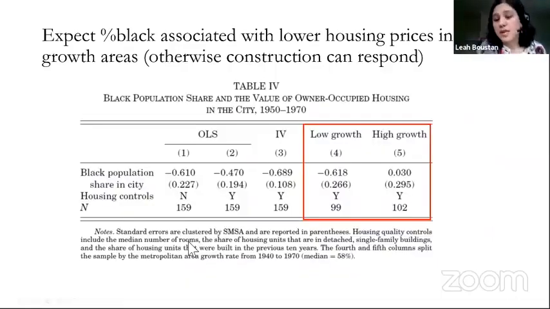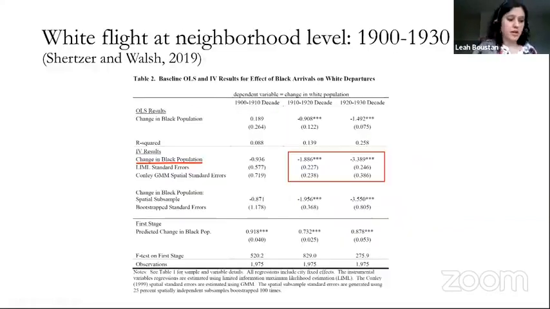Okay. So what I was saying was that it's easier for housing units to depreciate in high growth areas because what you simply need to do is slow down on new construction. Whereas in low growth areas, you have to wait for the existing units to depreciate. And indeed, we see that the housing price responses are stronger in low growth areas.